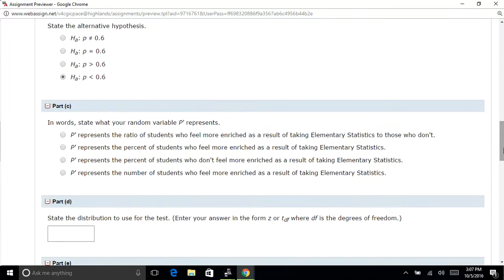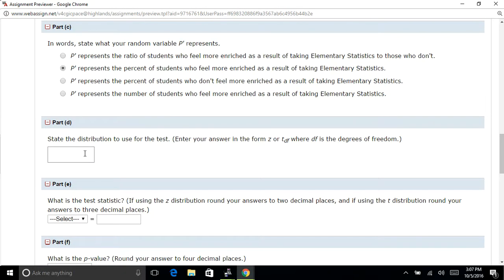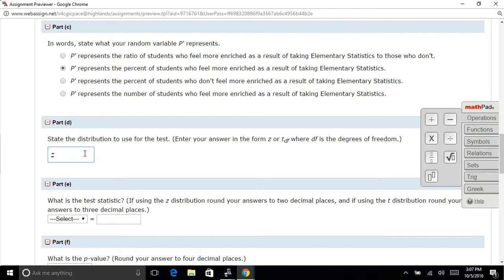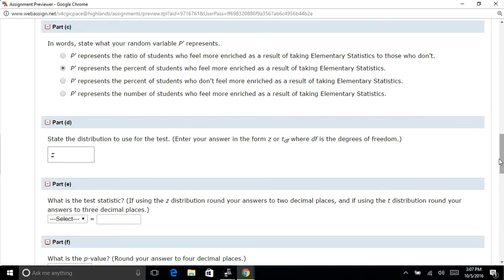Okay, the next thing I want to do is figure out my random variable, and we write it as P with the apostrophe on this one. For this one, we want to figure out the percentage of students who feel more enriched for taking the class, because this is a percentage question. So I want to say people who feel more enriched as a result of taking elementary statistics. I don't need to worry about the other ones because I don't need the ratio or the number; I need the percentage that feel more enriched. So what's the distribution for this test? It's actually a z-test. So that's all you have to put in there.